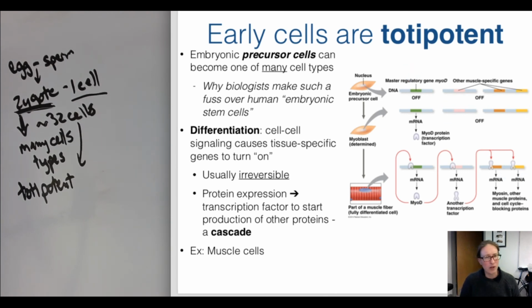And so when you know that idea, you can kind of take that idea and run with it and think, okay, across different cells, this is going to be happening during development. And that's how we go from this initial totipotent cell to a differentiated multicellular organism.